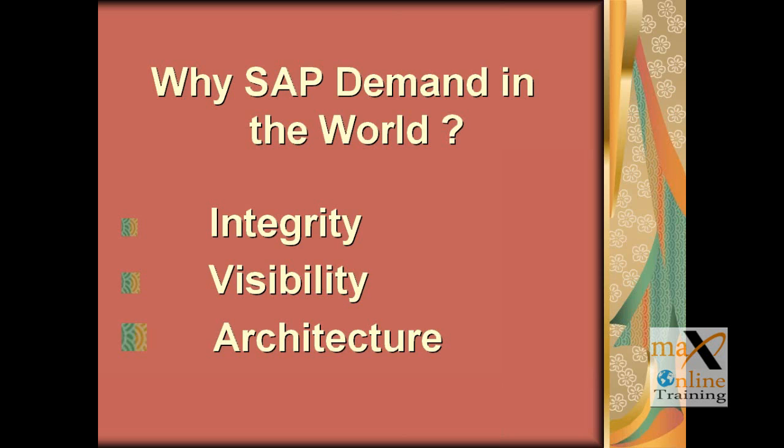This is the visibility and architecture. Architecture is the main thing here. Architecture is very, very useful for SAP. Here, we are using three-tier architecture. Three-tier architecture means, normally in the internet, what is the architecture we use? Like two-tier architecture. Suppose you are the internet browser.